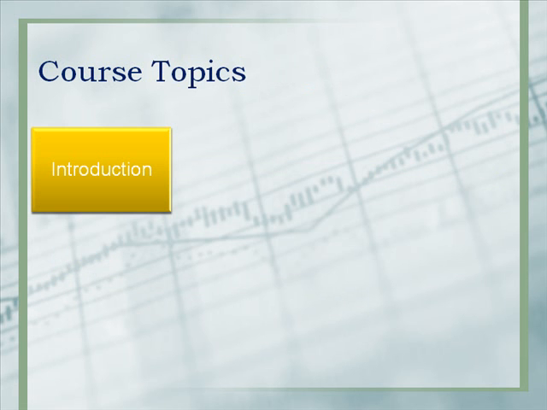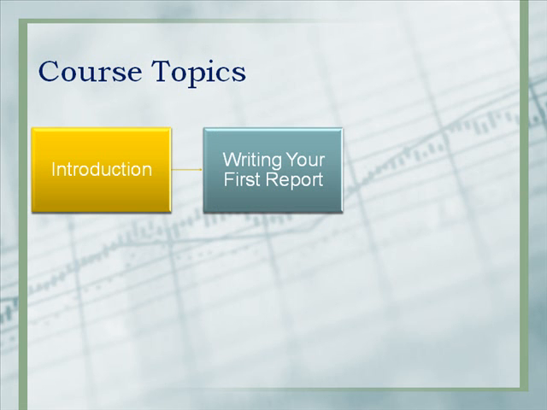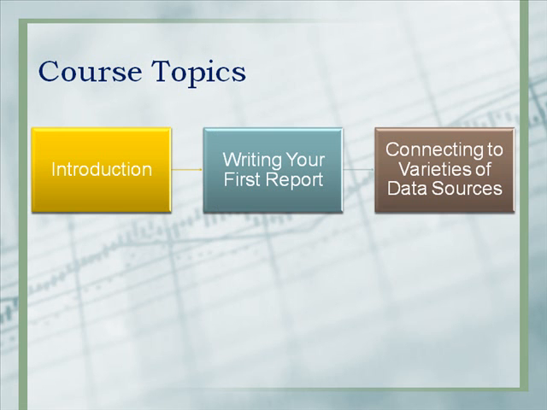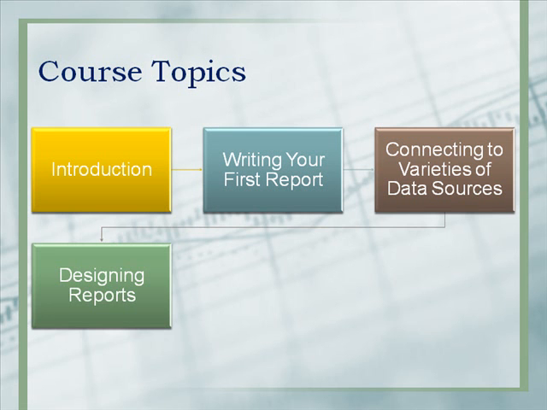Our course is divided up into a series of topics. The first topic is going to be just an introduction to business intelligence and the idea that you can download databases, download even Crystal Reports to begin learning about the rearranging of that information into a report that's coherent. You'll learn how to write your first report in our first course topic, and then from there we'll move on to connecting to varieties of data sources, whether they be SQL servers, text files, Excel spreadsheets.